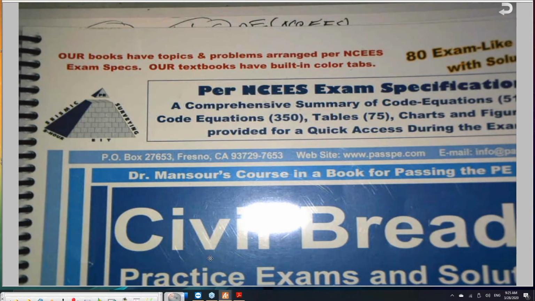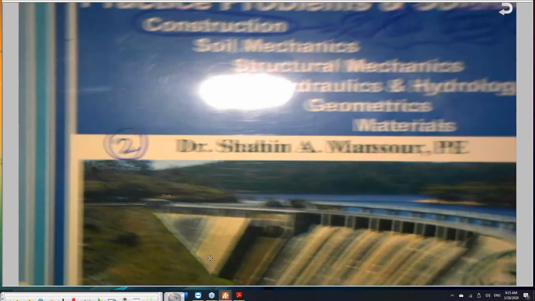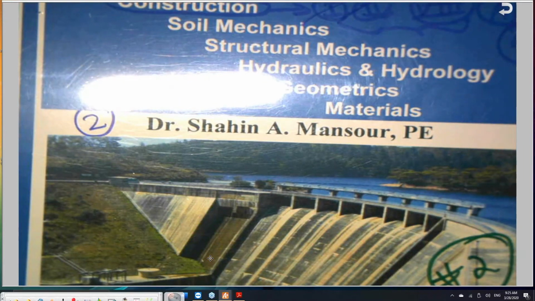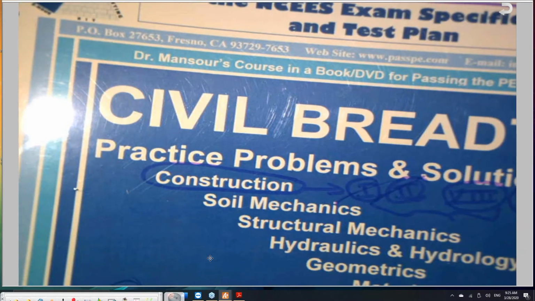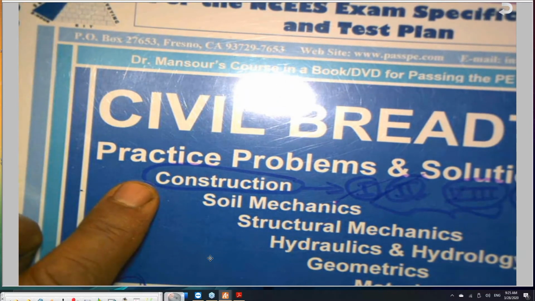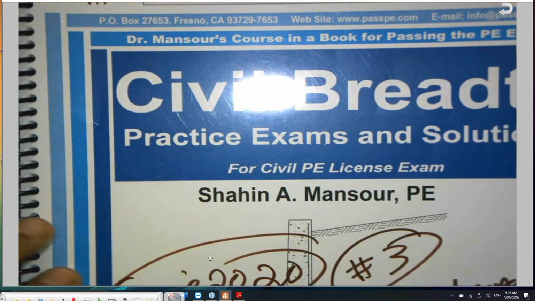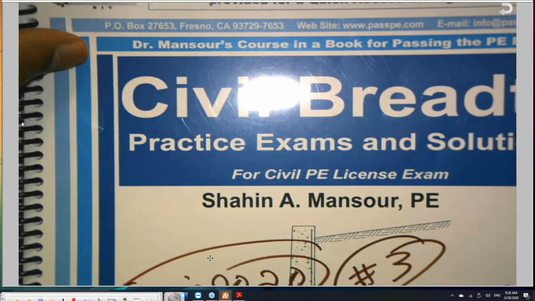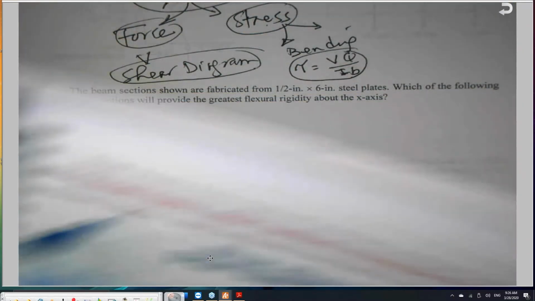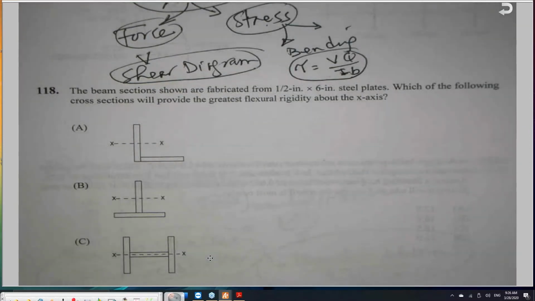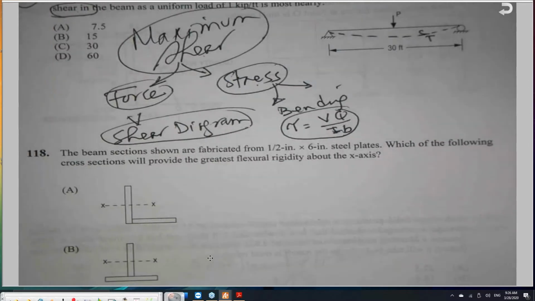Those who bought my books and studied on their own, they passed. So what about if you have the books and have the course? I believe you will be much better off. This is the second book, book number 2. I have 3 books for the civil breadth: the practice problems and solutions, more than about 320 problems; the civil practice exams and solutions; and the textbook, the one we used. If you study and understand the concept from these 3 books, you will be in very good shape.